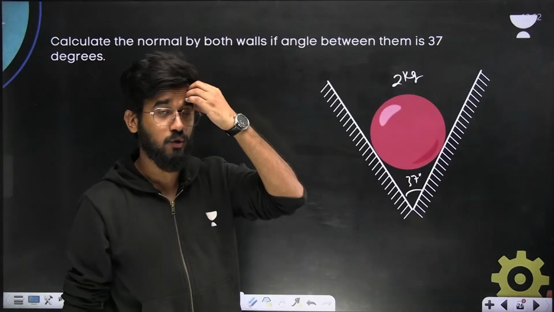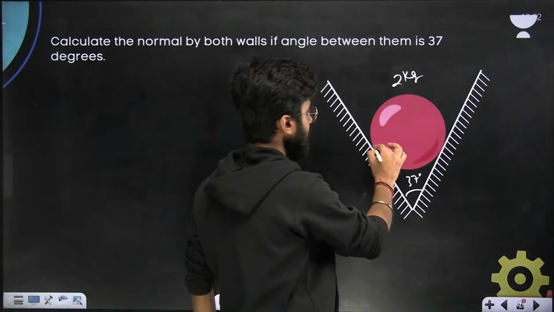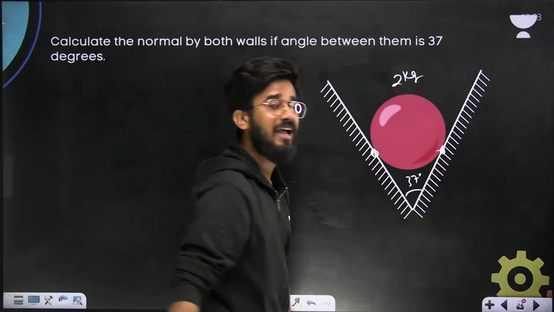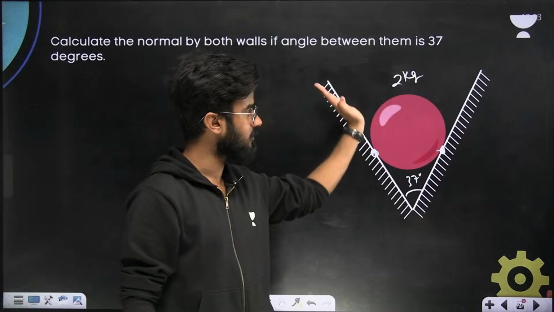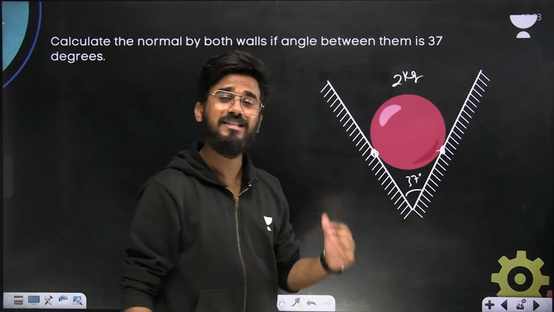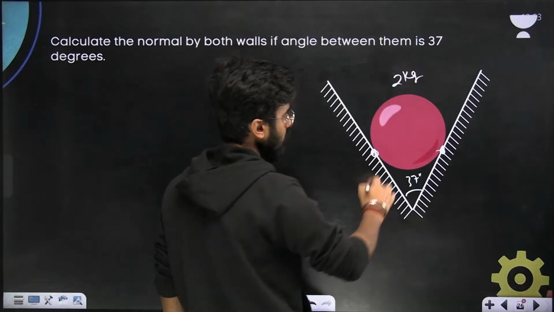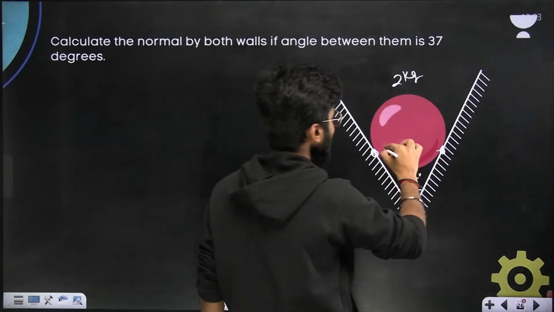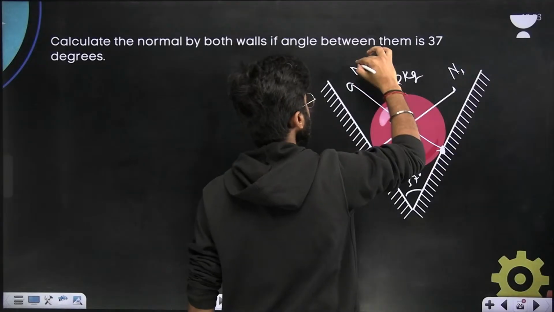Okay. Now, what is the direction of the normal applied by these particular surfaces? What I have told you is that first of all you have to find the contact point. This is the contact point, and this is the contact point. And what is the extended surface at this contact point? This is the extended surface, and this is the extended surface. We have to draw the perpendicular to the extended surface. So this is suppose N1, and this is suppose N2.